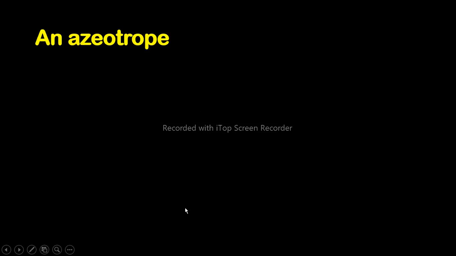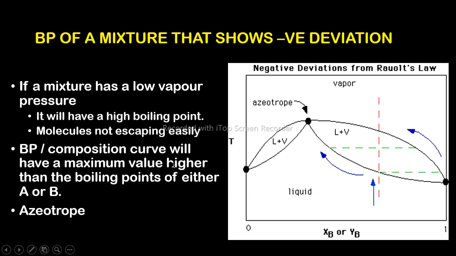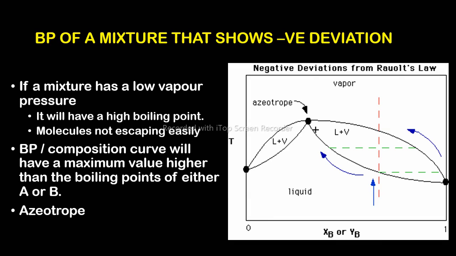So, what is an azeotrope? It's a liquid mixture that boils at constant boiling point or constant temperature, yielding vapor of the same composition as that of the liquid at constant pressure. Like how you've seen. Let's first say this is your azeotrope, and it has this percentage composition. Now, if we boil this azeotrope, if we boil this mixture, isn't it going to boil at this temperature? Even the same applies to this. Won't it boil at that temperature here and here?